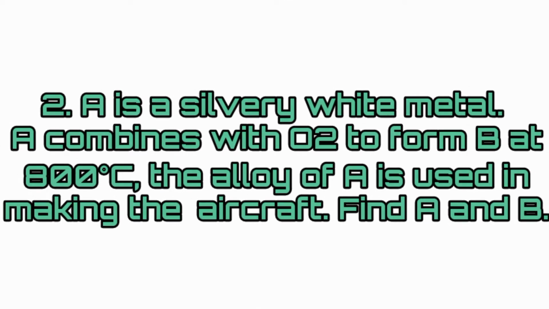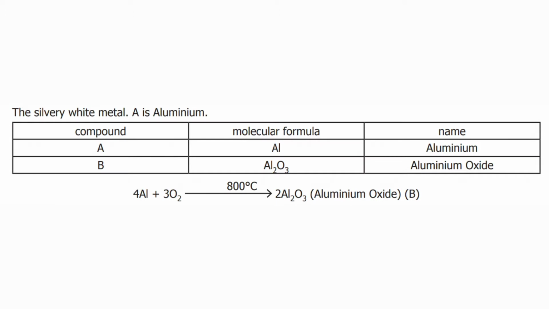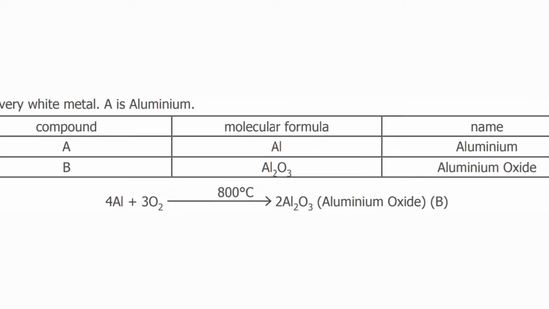Second question. A is a silvery white metal. A combines with oxygen to form B at 800 degrees C. The alloy of A is used in making the aircraft. Find A and B. The silvery white metal A is aluminium. Compound A, molecular formula Al, name aluminium. Compound B, molecular formula Al2O3, name aluminium oxide. 4Al plus 3O2 gives, at 800 degrees C, 2Al2O3, aluminium oxide B.